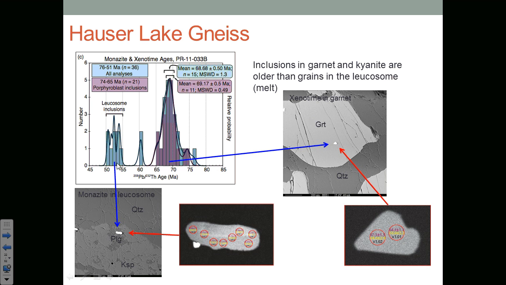In contrast, there's a second population that occurs in the leucosome, the melt in the rock. This is an inclusion in a ribbon of melt, basically. And that yields younger ages, between 55 and 50 million years. So we see these two age populations in the same thin section that we can now correlate to the growth environment of that particular mineral grain.